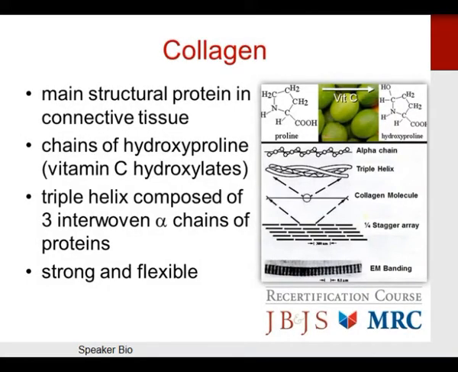Collagen is a main structural protein in connective tissue. It's composed of chains of hydroxyproline that forms a triple helix of 3 interwoven chains of these proteins. It's important to remember that vitamin C hydroxylates proline into hydroxyproline to compose collagen. Scurvy would be an example of vitamin C deficiency. Collagen is strong and very flexible. It provides a tensile strength for bone and other connective tissues.